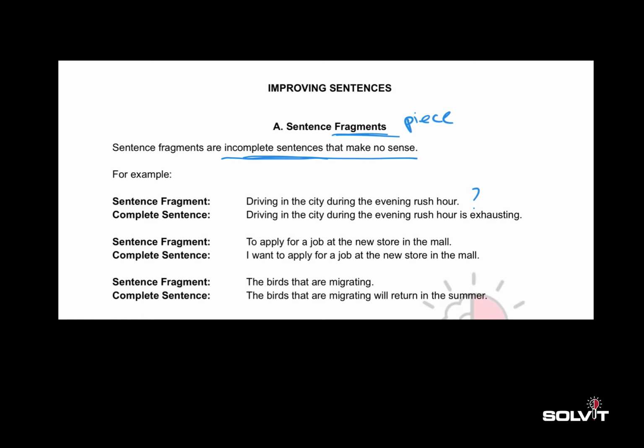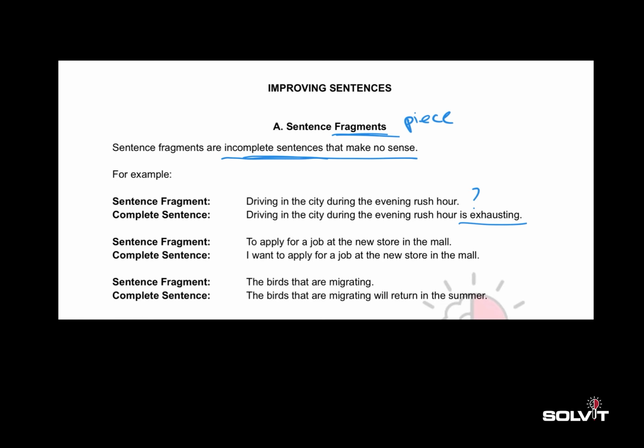However, if you want to write a complete sentence, you can say: driving in the city during the evening rush hour is exhausting. Right? Now this sentence has a point, it has a meaning, it is trying to tell you something. It is trying to tell you that it is exhausting to drive in the city in the evening. Right? Let's look at the second example.